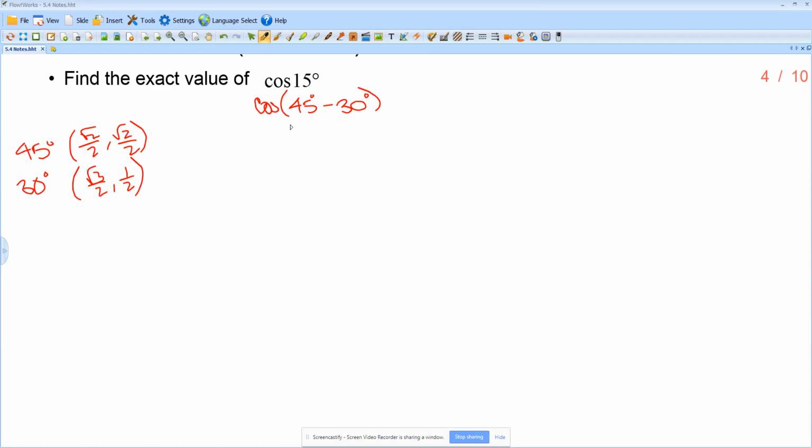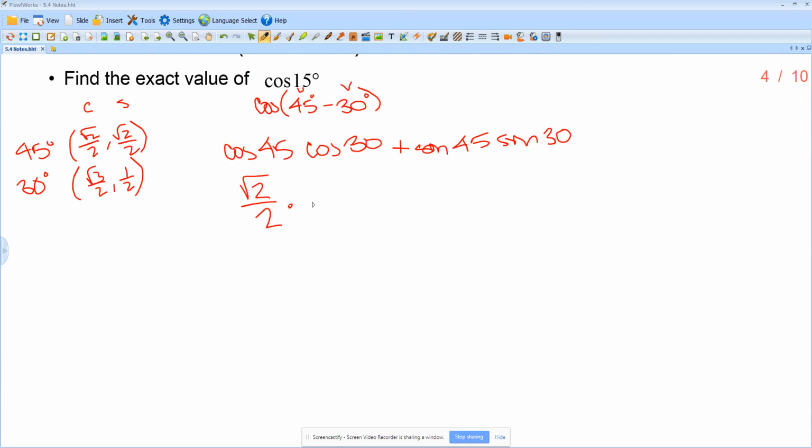My cosine formula says that I do the cosine of both angles. So if I said this is u and v, it's cosine of u, cosine of v, then the opposite sign. So plus the sine of u, the sine of v. So cosine of 45 degrees, remember here's cosine and sine, root 2 over 2, times the cosine of 30 degrees, root 3 over 2, plus the sine of 45 degrees, root 2 over 2, times the sine of 30 degrees, 1/2.